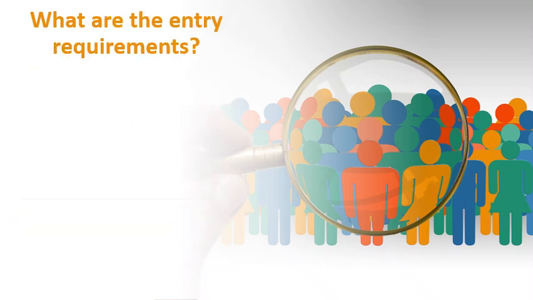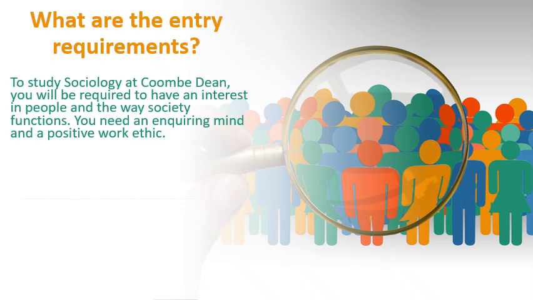So if you're thinking, yeah, this sounds like me, I'm really interested in people and how they work, and I'm interested in the building blocks of society and why we have the things that we do in society, then you're probably going to be thinking, how do I get onto this course? Well, there's not really any entry requirements to get onto GCSE sociology, the biggest thing is that you need to be interested in it. You need to be interested in people and the way society functions.